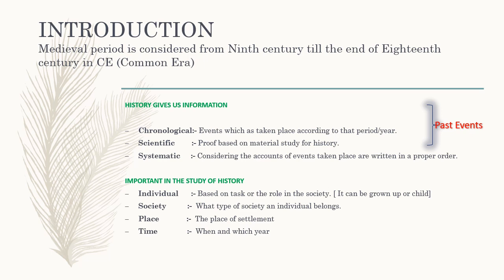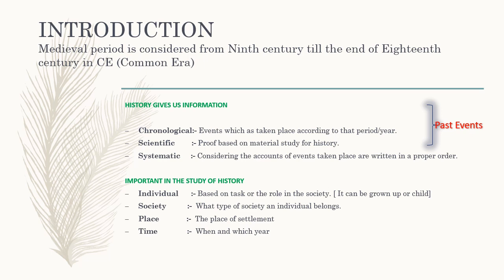Okay, next we'll go to the importance in the study of history. Since we are related to a society, individual, place and time, all these are important factors where we learn more. So first we'll start with the individual. The individual is based on the task or the role in society played by the individual. It can be a grown up or a child. Society: what type of society an individual belongs to, in a group or as a leader, whatever level it is.